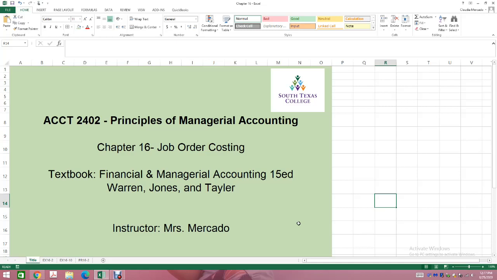Okay, so this particular chapter, chapter 16, deals with an accounting system which accumulates different types of accounting information. Chapter 16 deals with job order costing. There are two primary cost accounting systems. Job order costing is going to be covered in chapter 16, and then we have process cost systems, which I believe is going to be covered in chapter 17. Those are the two primary cost accounting systems.